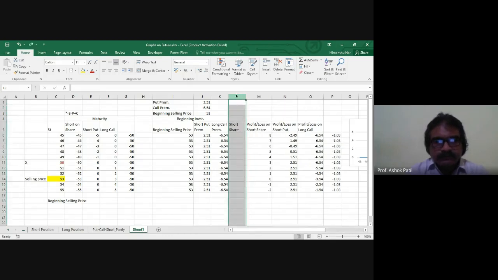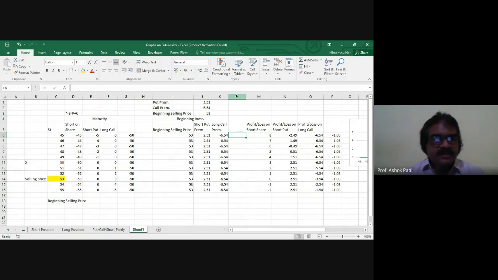So now you can see that C is the X column. D, E, F, G are telling you the position of the portfolio in the end. I, J, K is the beginning. M, N, O, P is the difference between them.